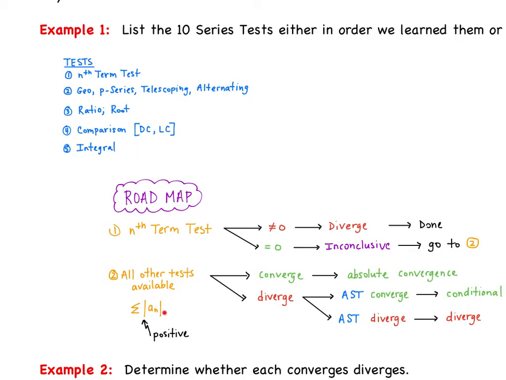We're really just focusing on the positive series at this point. If that converges, then it's absolute convergence and we don't have to worry about the alternating series test. If it diverges and it is an alternating series, then we have to go through the alternating series test to determine if it's conditional convergence or if it diverges. If it's not an alternating series, then we're done if it diverges.